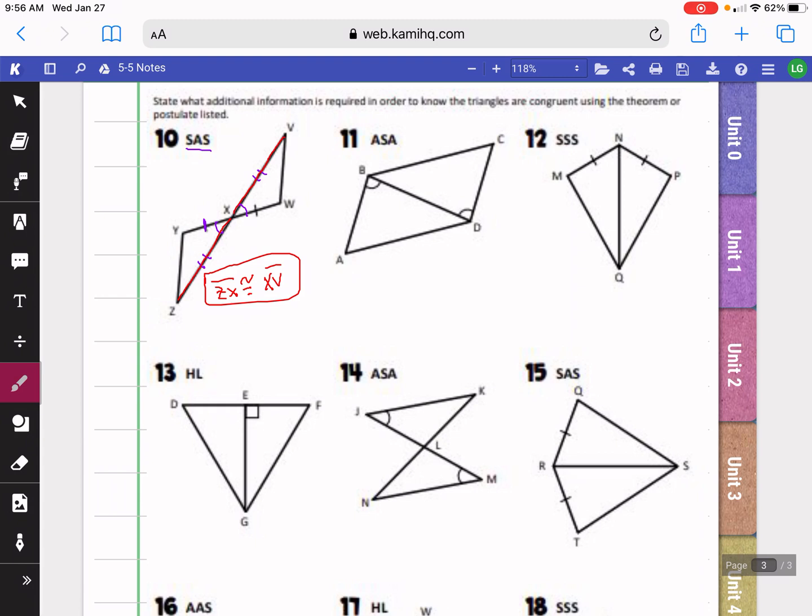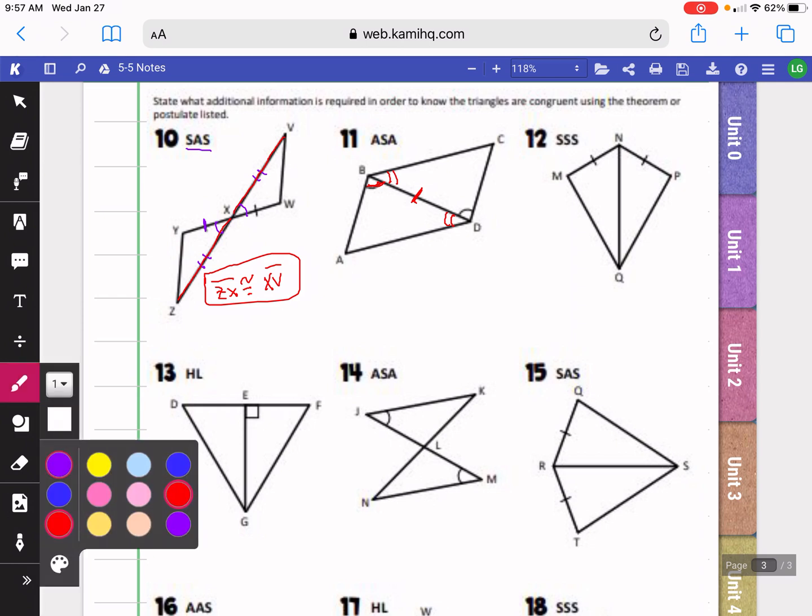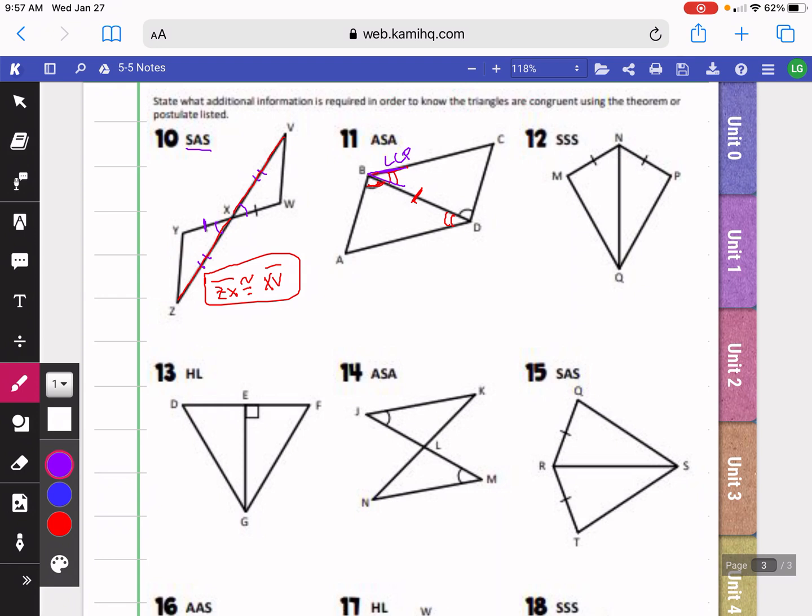Our next image wants us to have angle, side, angle. So we have this angle, this side in common. We would need another angle there. So I'm going to mark this new angle because it's the one we need, and it would have to be congruent to this angle. So now if I name my angles, this would be angle CBD. This one here would be angle BDA. So we want those two angles to be congruent.